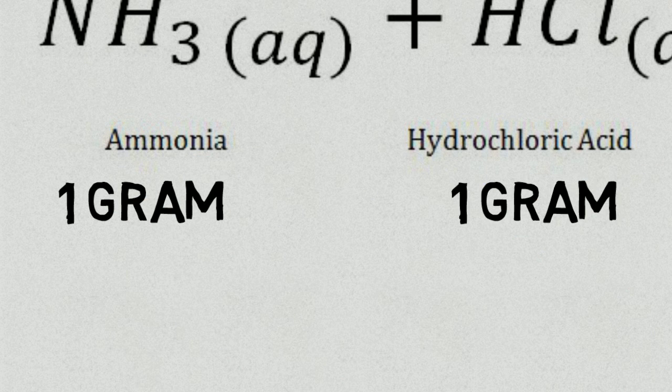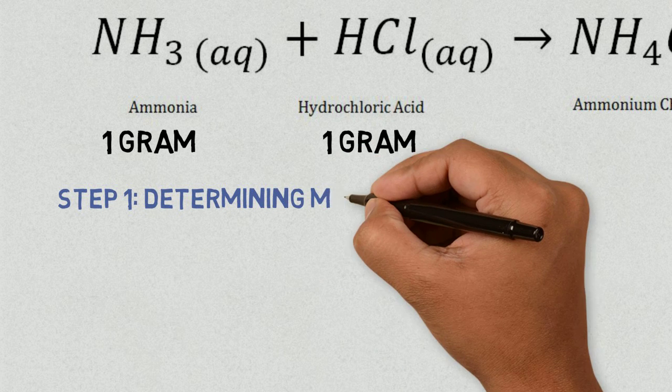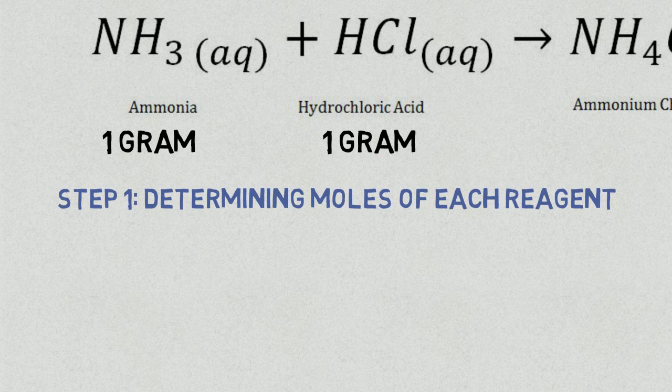Now we have to find out what's the limiting reagent, what is the excess reagent, how much of the excess reagent is left over, and finally, how much ammonium chloride was produced. Step 1 is determining the number of moles of each reagent. Since we can't tell by inspection which of the 2 reactants is a limiting reagent, we have to proceed by first converting their masses into number of moles.